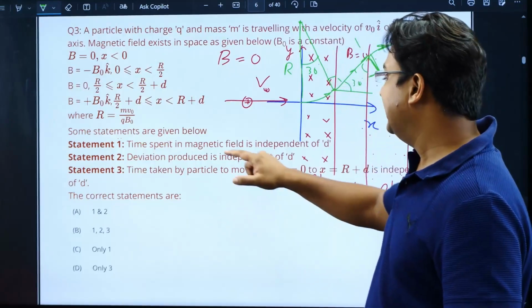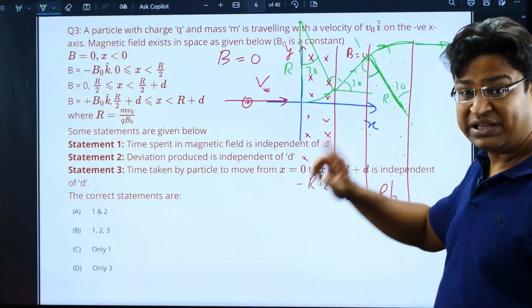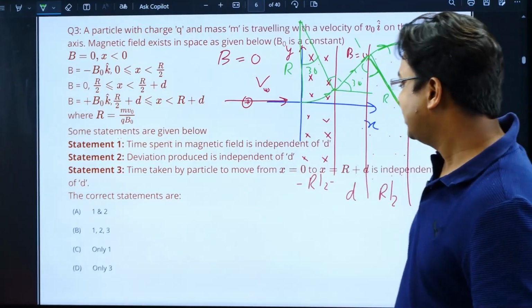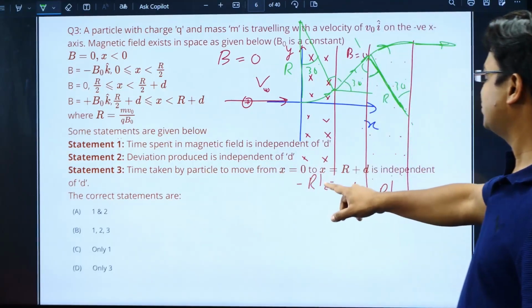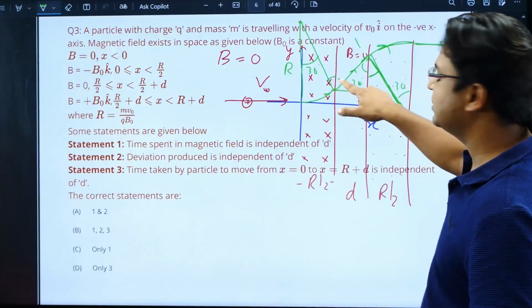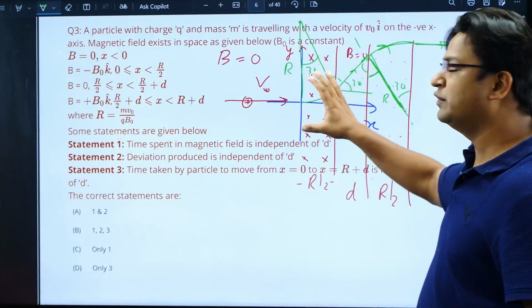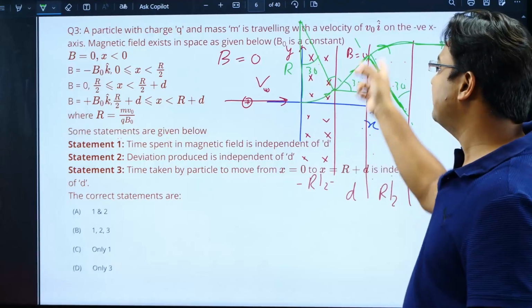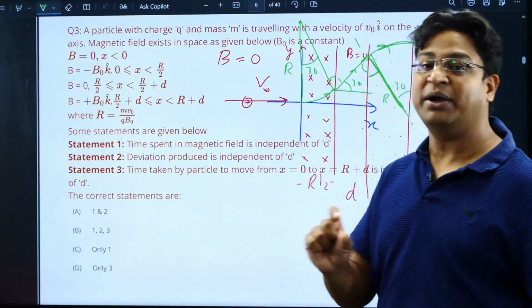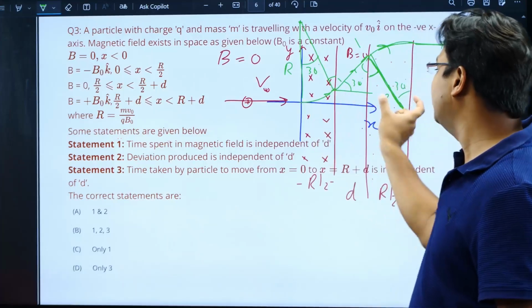Deviation produced is independent of d. Again, that is correct. The deviation is 0 after crossing the entire region. Time taken by the particle to move from x equals 0 to x equals r plus d is independent of d. This is wrong. So the time spent in this region is fixed. It would be T by 12. If the time period of the entire revolution is capital T, then covering 30 degrees will require T by 12 time. So T by 12 here, T by 12 here.